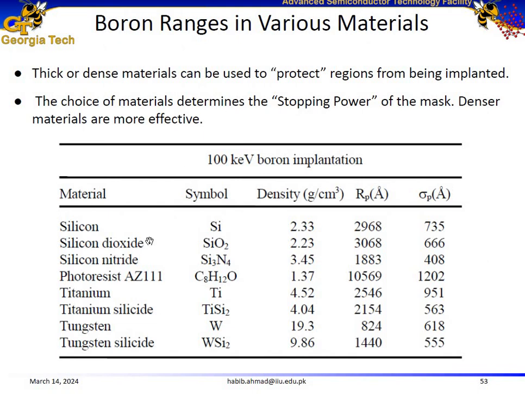Here is a table at 100 kiloelectron volts for boron implantation in various materials: silicon, silicon dioxide, silicon nitride, and other materials. And we have the projected range and the projected straggle, which is also the standard deviation for these materials. One key point to note is that the projected range and the projected straggle for boron are approximately the same in silicon and silicon dioxide. Not exactly the same, but approximately the same.